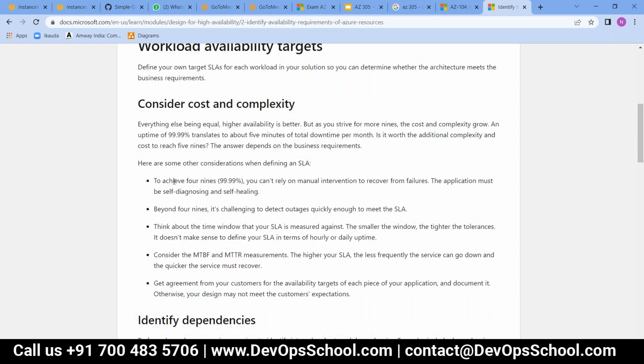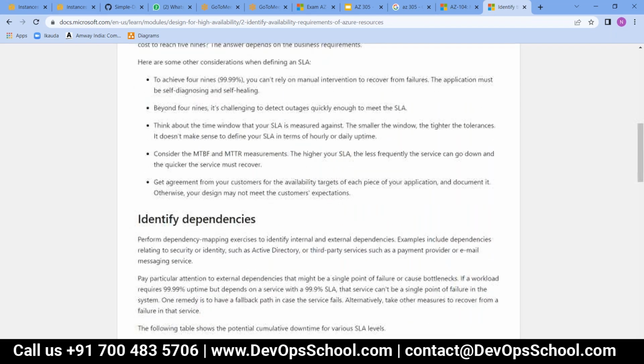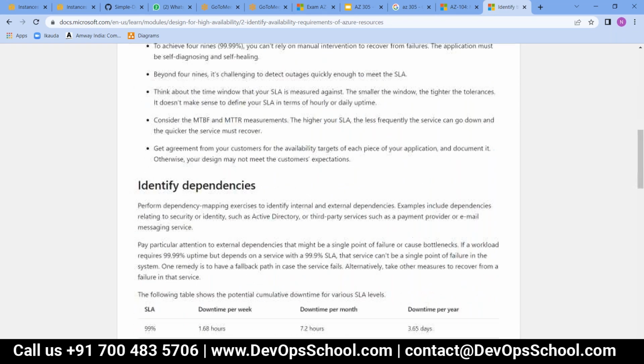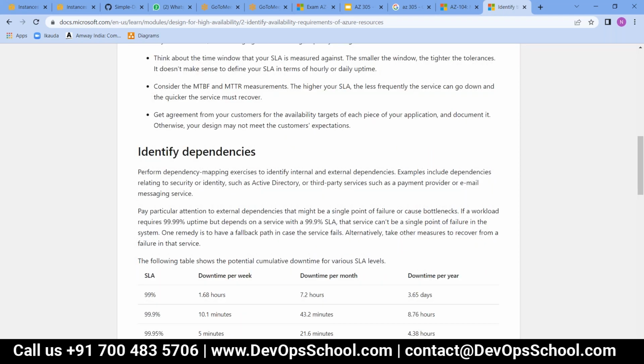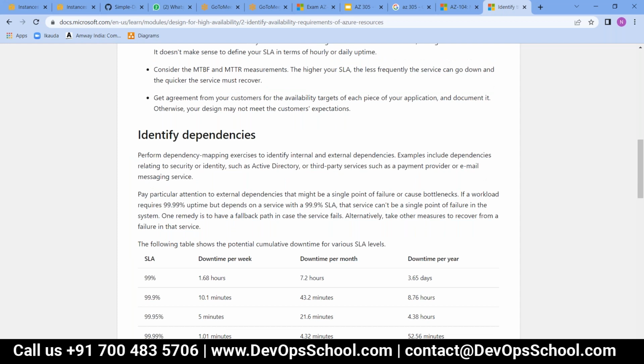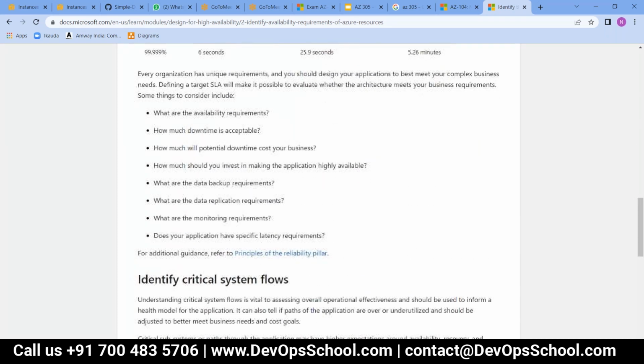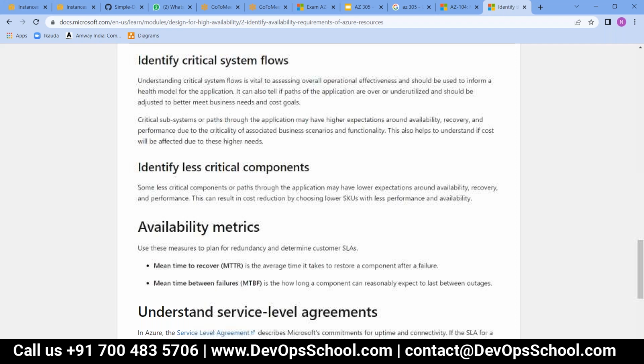So overall, these are the two things. And you see the term 4 nines, they use that term. 4 nines is 99.99, 5 nines is 99.999, and similarly they have that concept. So overall, these are the things that we are going to talk about in this area.